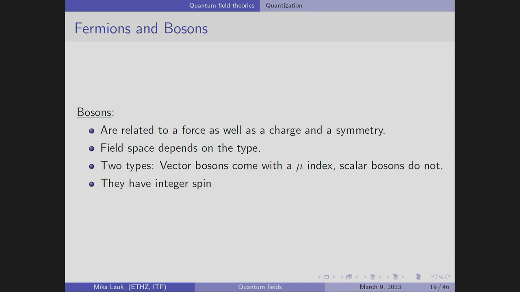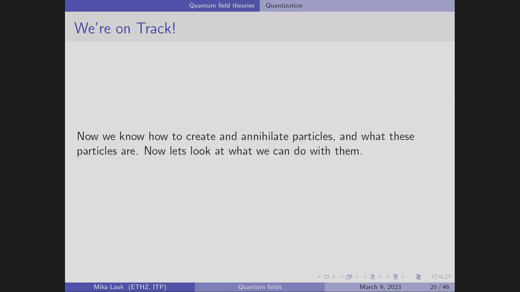There's something we call vector bosons, which come with an index of space-time. So they have, like a vector in space, three different directions, or in that sense, four. And scalar bosons do not. And for those who know what spin is, they have integer spin. Now, we know how to create and annihilate particles.